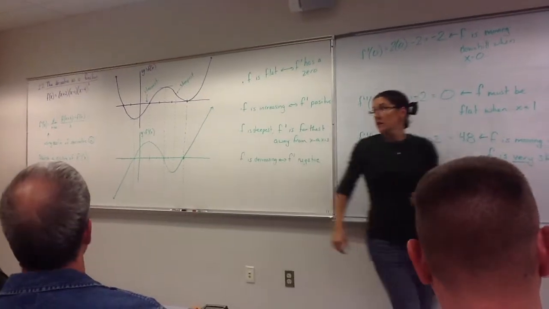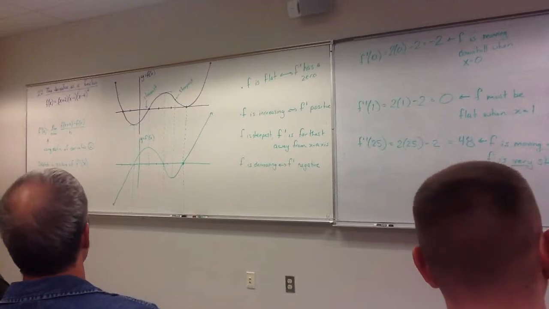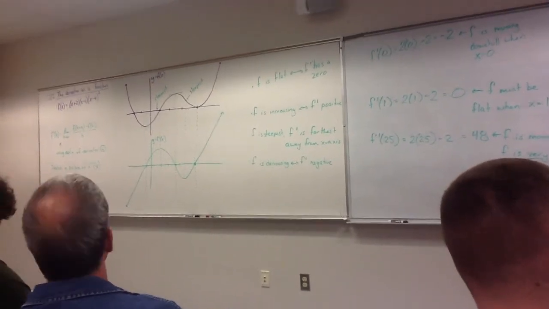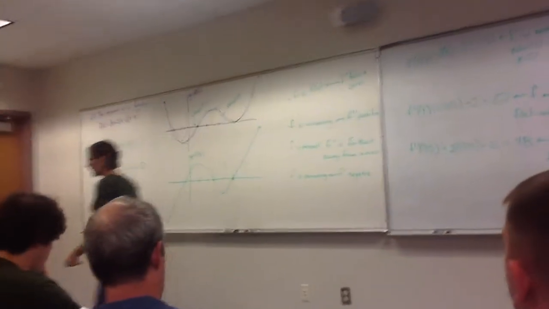And so that means that our f prime will be far away from the x-axis, below the x-axis. And so what we've drawn here is a picture of what f prime looks like. Are there any questions about that picture? Going once. Going twice.